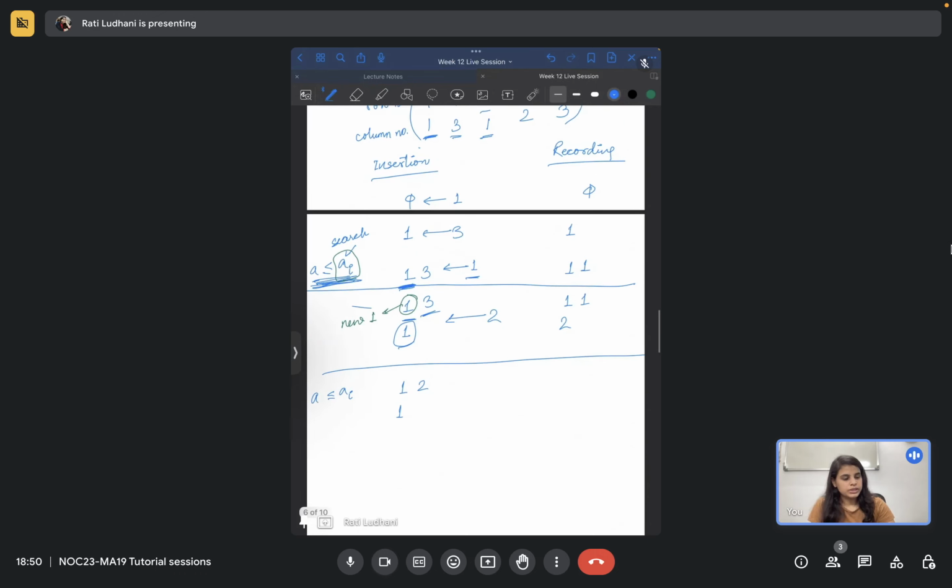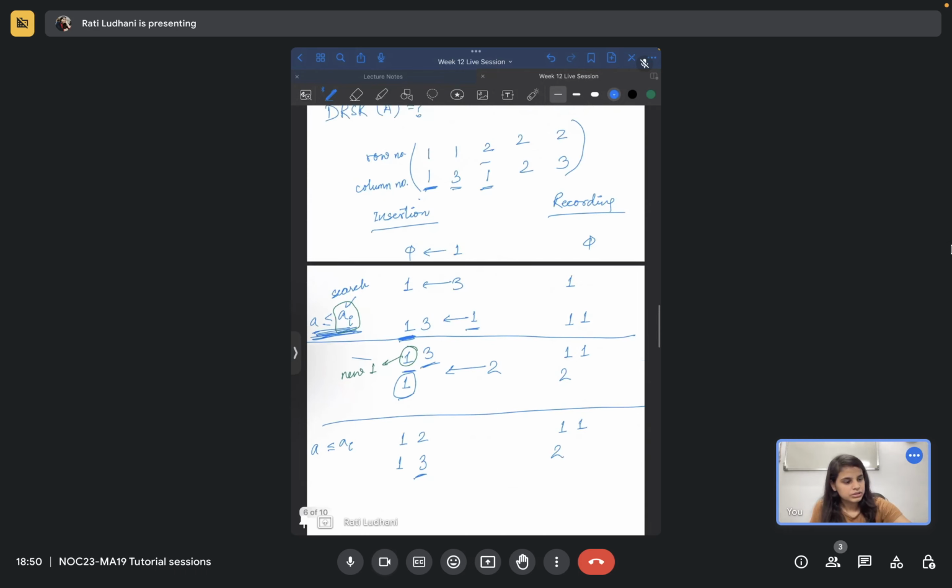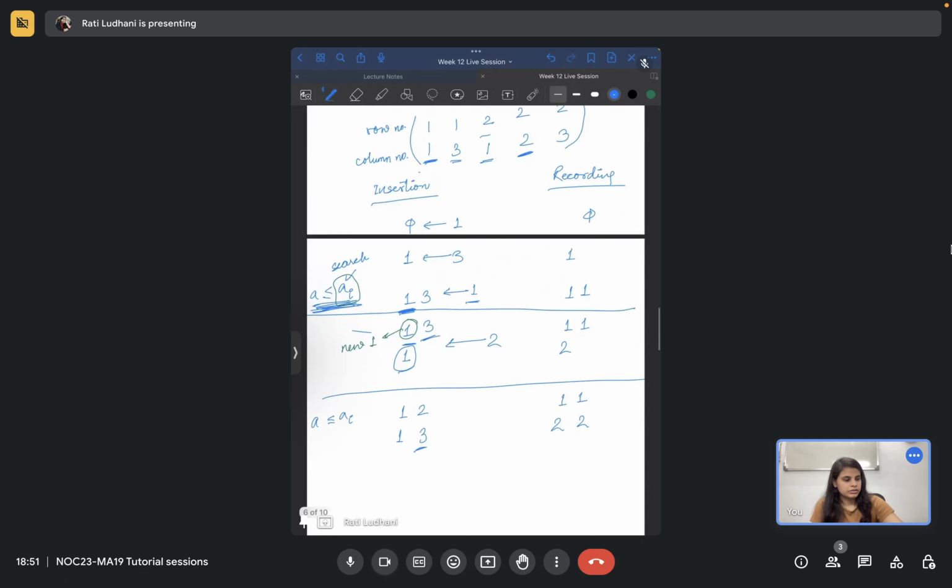So 2 has been inserted in the first row. Now 3 has been bumped out, so it will go to the second row, and there it will just be placed, because 1 is strictly less than 3. So the new box is here, so you'll get 1 1 2, and at position 3, we inserted 2 now, so this is 2. Till now is it clear?